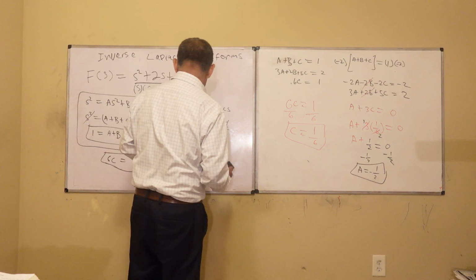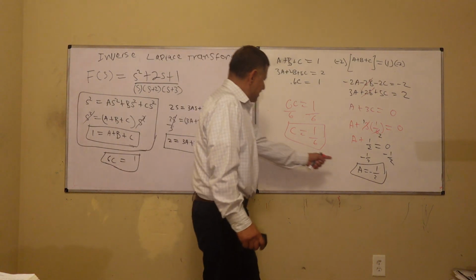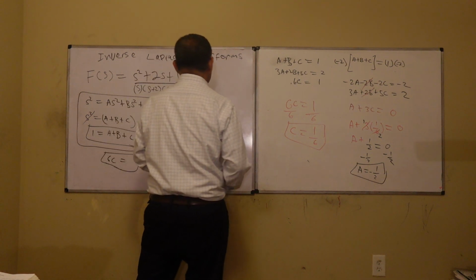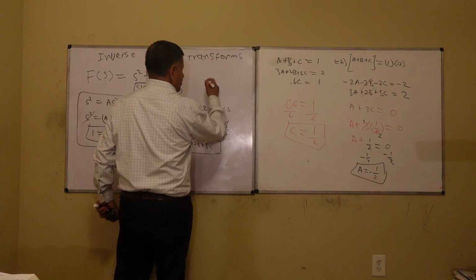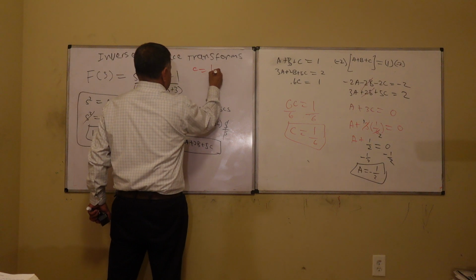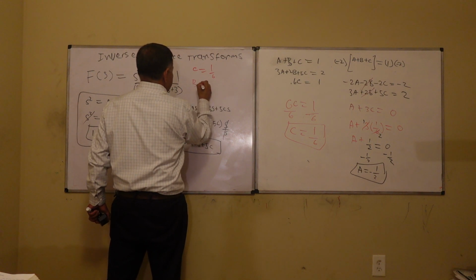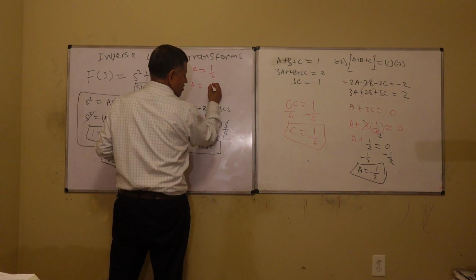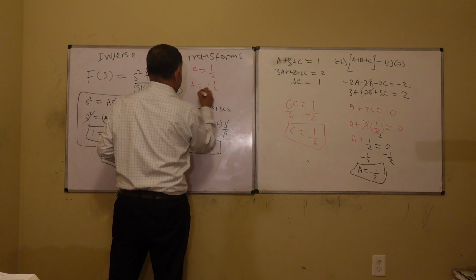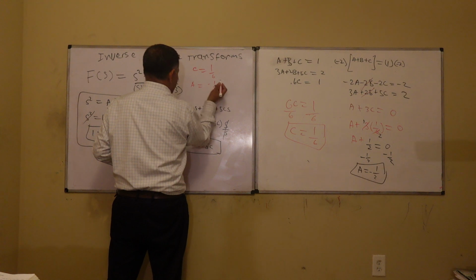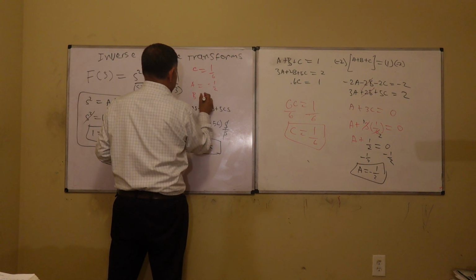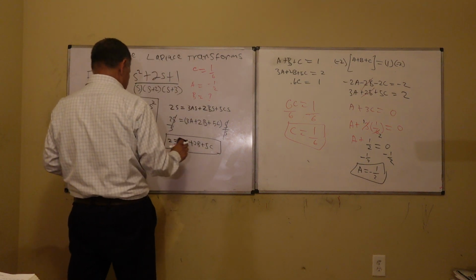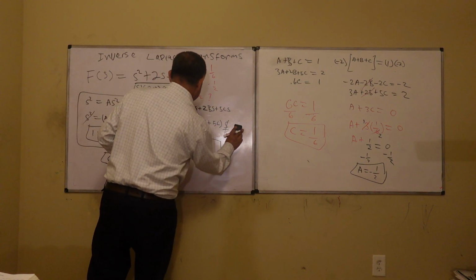So now I got an A and I got a C. Now I need to find B. So let me write it down right here. C is equal to 1/6. A is equal to negative 1/2. And B, we don't know yet. Put the question mark, trying to find out right now. Okay, so let's knock this out.